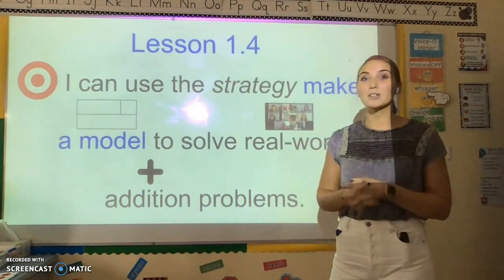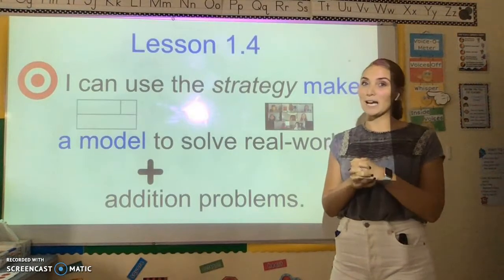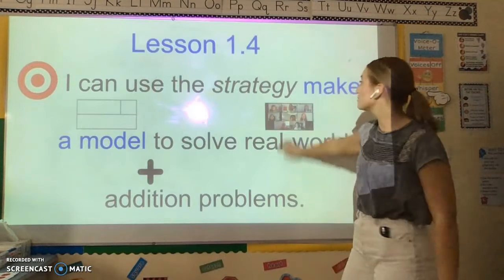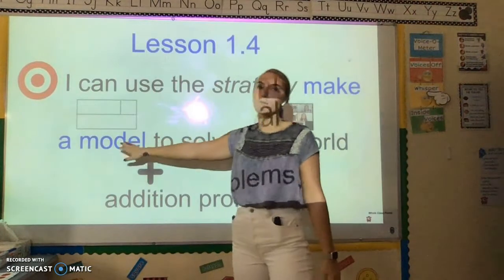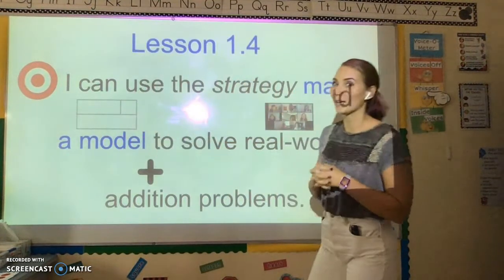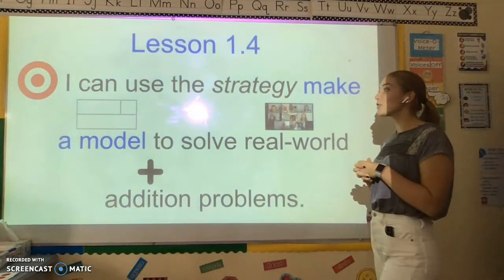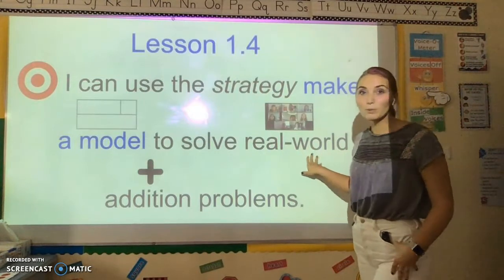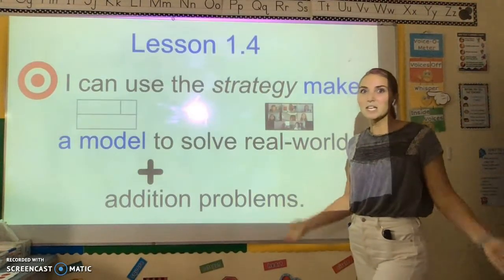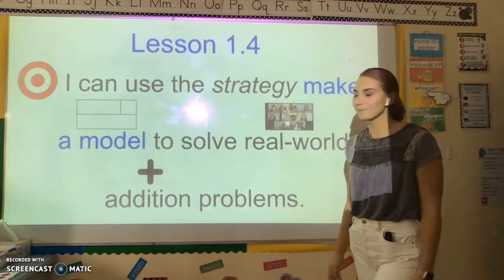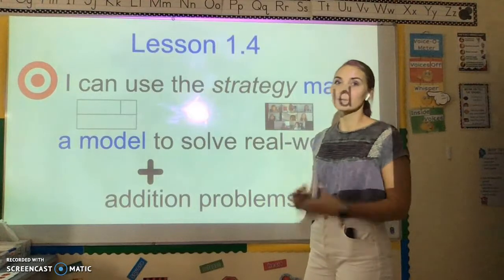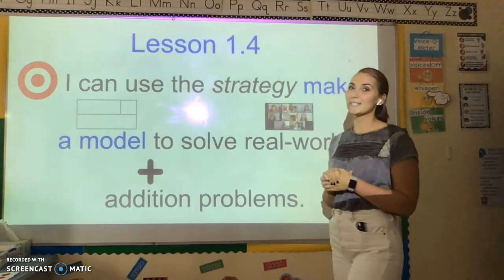So today we are learning a new strategy for our math brains to use. And that strategy is we are going to make a model. And this is what it's going to look like. You'll see how we do that in just a minute. It's going to solve real-world problems, so problems in your everyday life, not just in math class. Real-world addition problems.